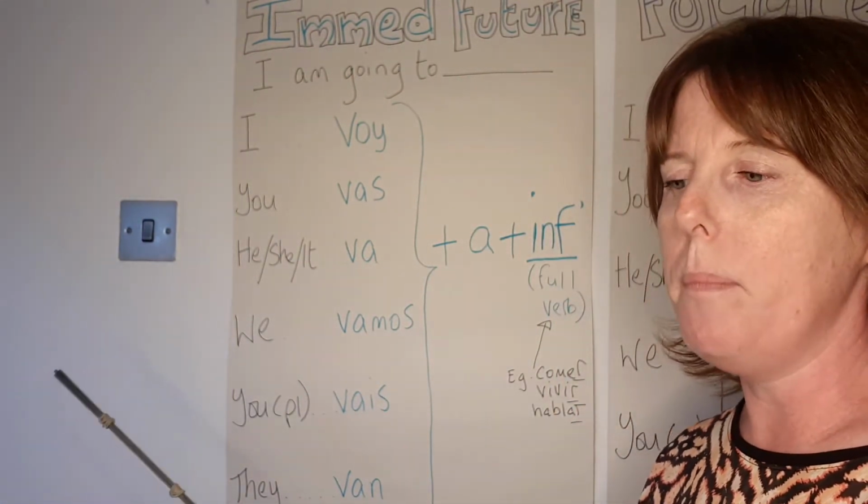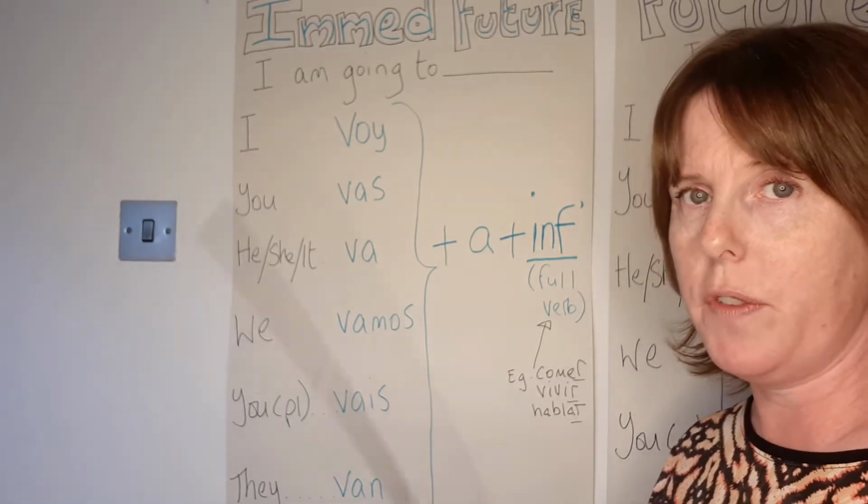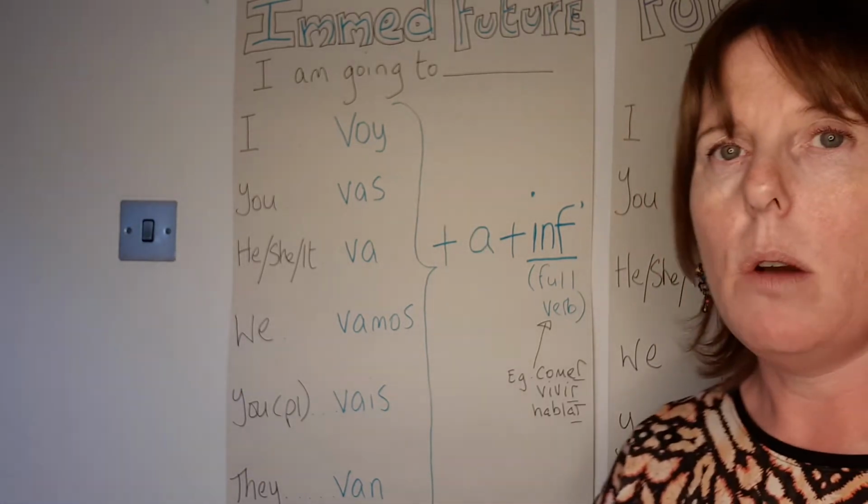Okay, so I've done all the future tenses to Ed Sheeran. And the first one is Castle on the Hill chorus for the immediate future. And it goes like this.